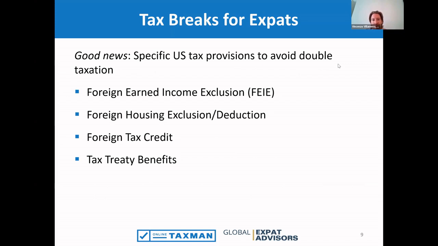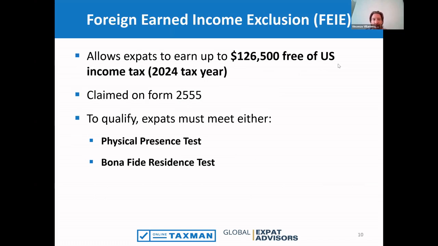So the good news is that there are tax provisions for avoiding double taxation for expats. The first one is the foreign earned income exclusion, right? That allows expats to earn up to $126,000 free of U.S. income tax. Actually, for 25, it's 130. It goes up every year.